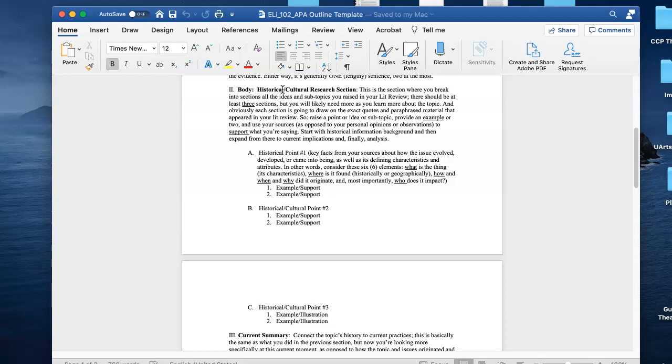And obviously, each section is going to draw on the exact quotes and paraphrase material that appeared in your lit review. So raise a point or idea or subtopic, provide an example or 2, and use your sources as opposed to personal opinions or observations to support what you're saying. Start with historical informational background and then expand from there to current information and finally your analysis of all this information. So again, a lot of this stuff you've already developed, you've already investigated, you've already presented some of it in your lit review.